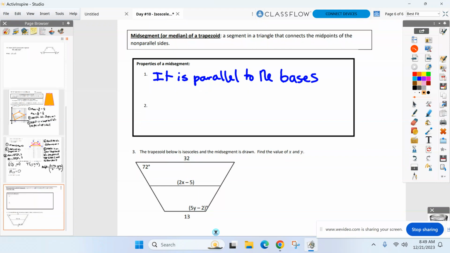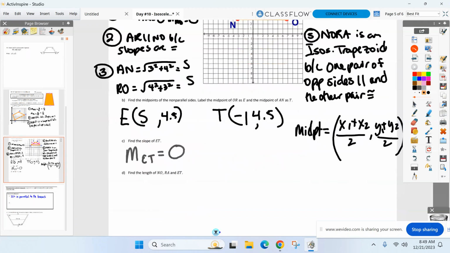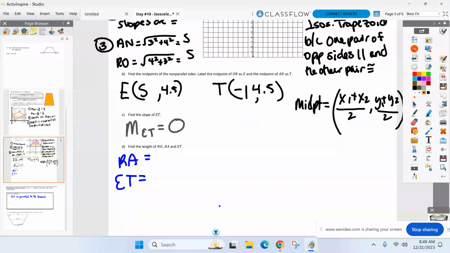One more property. Go back to our diagram on the previous page. No distance formula is needed. You can just count. I need you real quickly to find the distance of the two bases and the mid-segment for me. Find the length of all three of them. There should be no distance formula needed.